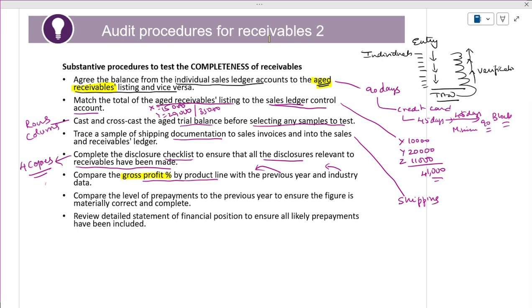To test the receivables turnover ratio. Pardon? To assess the receivables turnover ratio. And? Overstatement or understatement of revenue. Overstatement or understatement of what? Overstatement or understatement of revenue. Is it overstatement or understatement of revenue?